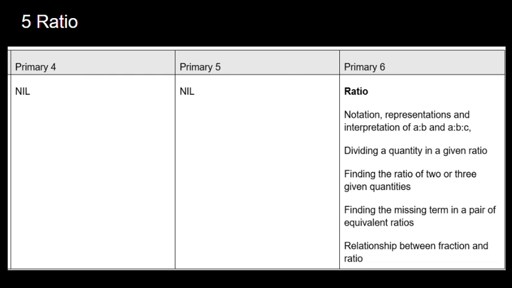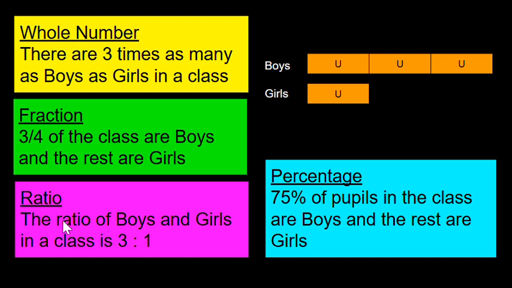I created an example. Okay, so I have this model here. The model is a boy and a girl. So there are 3 units of boys and 1 unit of girl. So I repeat, it's 3 units of boys and 1 unit of girl. So when we are talking about whole numbers, the question can be, there are 3 times as many boys as girls in the class. So this is how you draw the model.